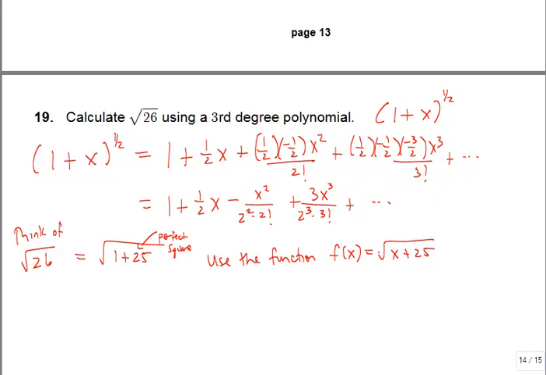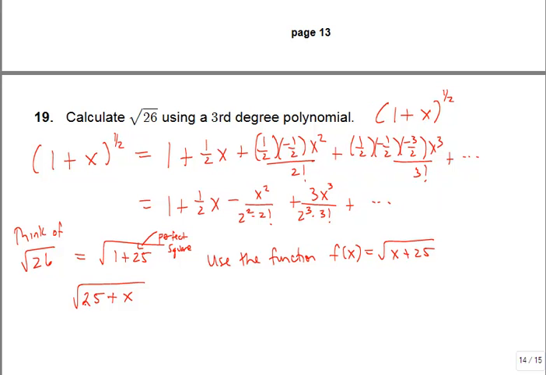Now, I can't quite do this yet until I turn it into our proper form. So what we're going to do first is we're going to change some things around. So first of all, let me write this as 25 plus x under that radical, just because our binomial form typically has that x coming second.